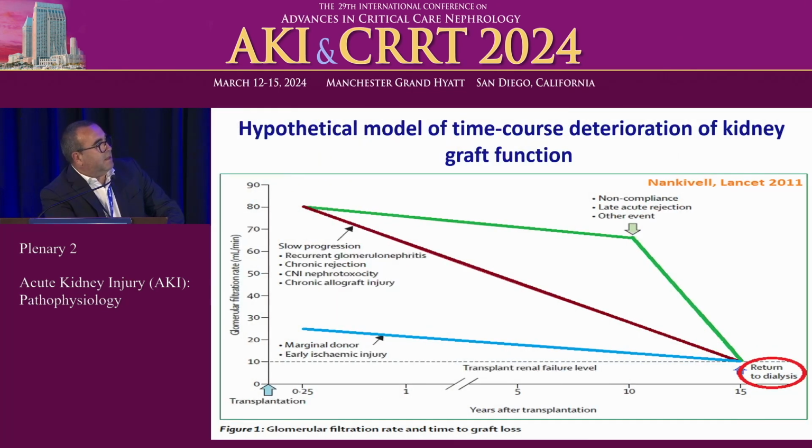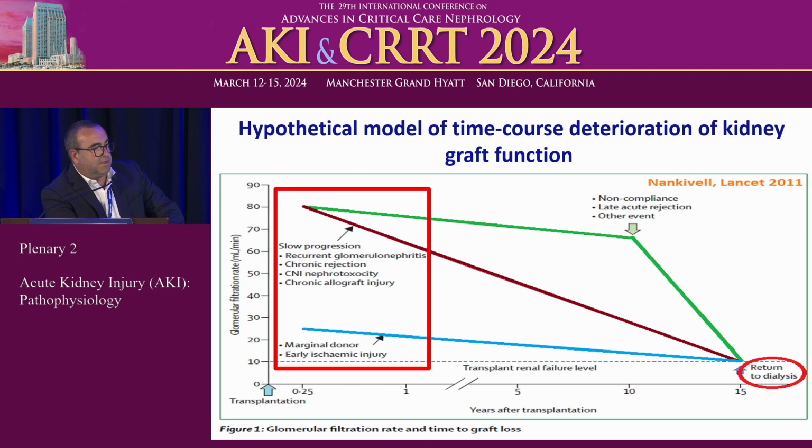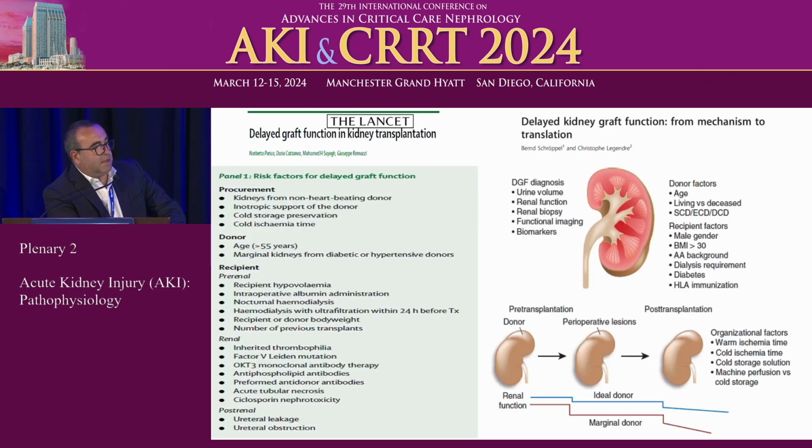And if you look at this hypothetical model of time course of deterioration of kidney graft function, we can say that something occurred in the first phase of kidney transplantation. We know that in kidney transplant, delayed graft function, DGF, is something clinically important, and we have different risk factors for DGF that is defined as the need of dialysis in the first week after transplantation.